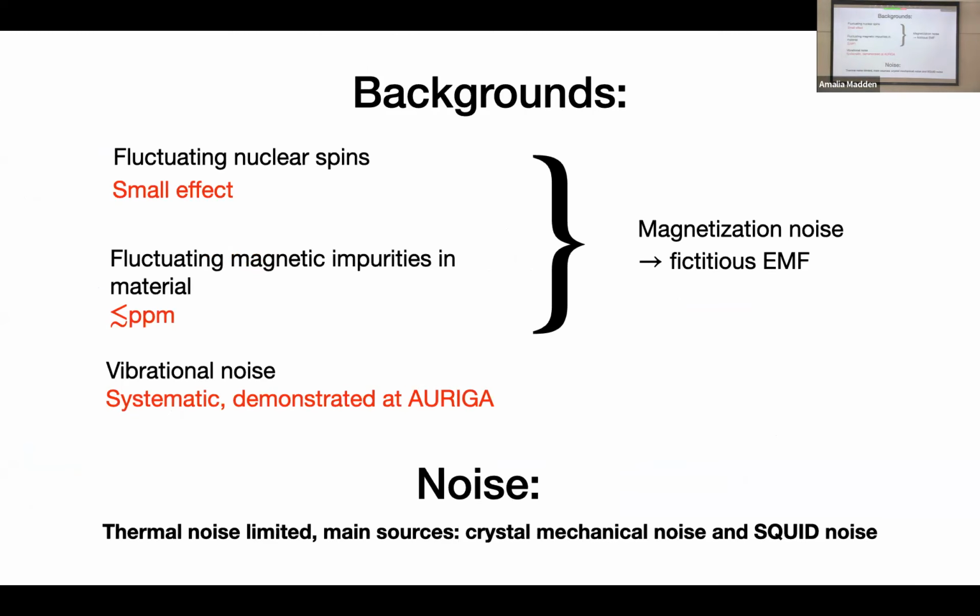So what would the backgrounds for this experiment be? You could have fluctuating nuclear spins and fluctuating magnetic impurities. These are both small. For instance, we're not probing the NMR frequency of our crystal. Whereas this has been a problem in other proposals, it's not for us. And for magnetic impurities, in order for this to be negligible for us, we need less than 1 part per million of magnetic impurities in these crystals. We've seen that people have grown similar crystals with impurities of less than 1 part per billion. So we think this is achievable.